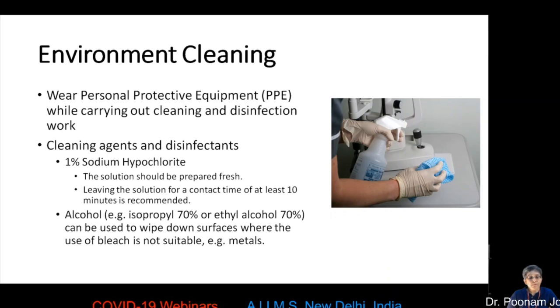Leave the solution for a contact time of at least 10 minutes. There are certain surfaces where the use of bleaching powder or bleaching agent is not recommended, such as metals. So on those surfaces, alcohol, that is either isopropyl alcohol 70% or ethyl alcohol 70%, can be used to wipe down the surfaces.